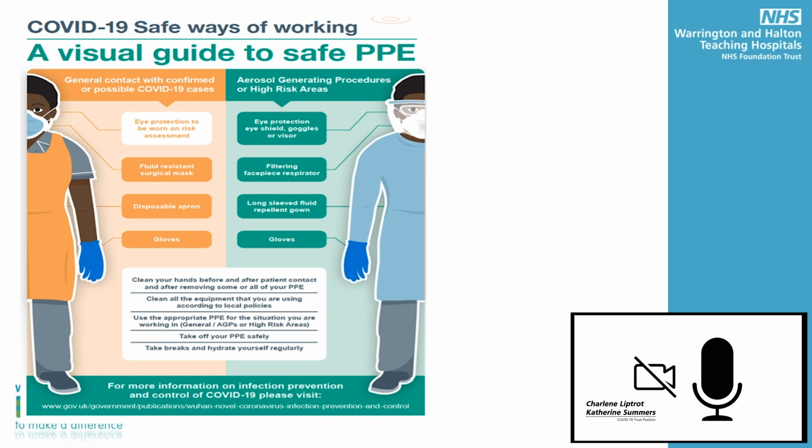So you should clean your hands before and after patient contact and after removing some or all of your PPE. Clean all of the equipment that you are using according to local policies. Use the appropriate PPE for the situation you are working in, so either your general PPE or your AGP PPE if you're in high risk areas or performing an AGP, and take off your PPE safely. Take breaks and hydrate yourself regularly.